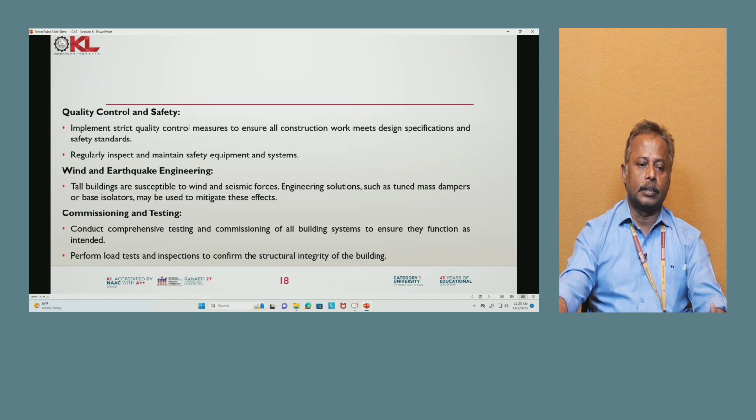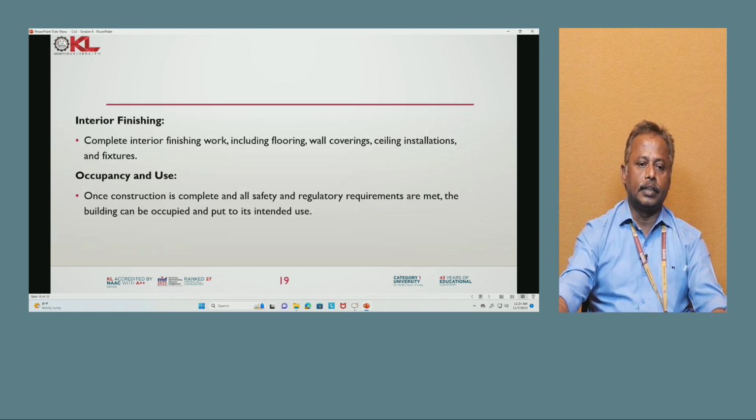Next, commissioning and testing. Conduct comprehensive testing and commissioning of all building systems to ensure they function as intended. Perform load tests and inspections to confirm the structural integrity of the building. Next, interior finishing. Complete the interior finishing work, including flooring, wall covering, ceiling installation and fixtures. Then occupancy and use. Once the construction is complete and all safety and regulatory requirements are met, the building can be occupied and put to its intended use.